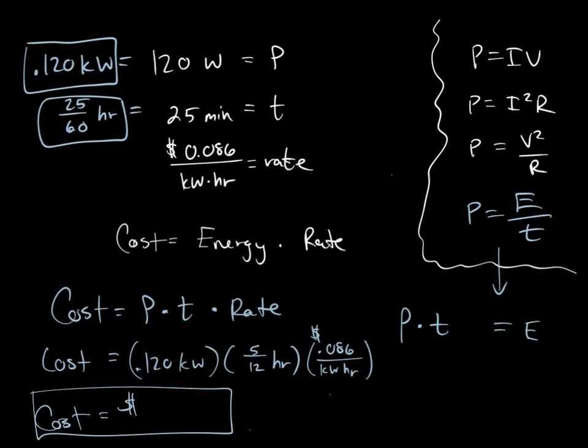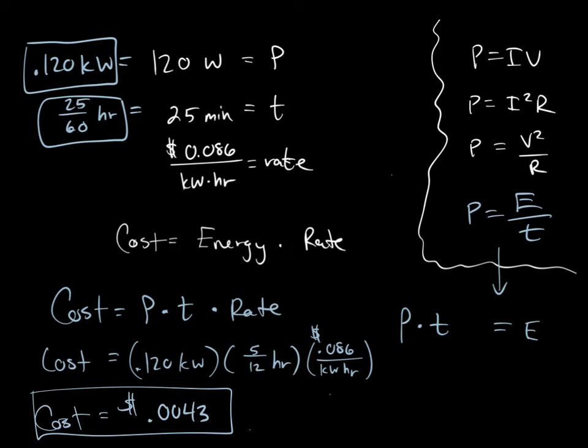What do I get for the cost to run this appliance? 0.120 times 5/12 times 0.086. It's going to be very small, right? Give me like 3 or 4 decimals. 0.0004. So less than a penny. 0.01 would be a penny. Again, right here where I'm pointing, 0.01 would be a penny. This is less than a penny. It's about half of a penny.